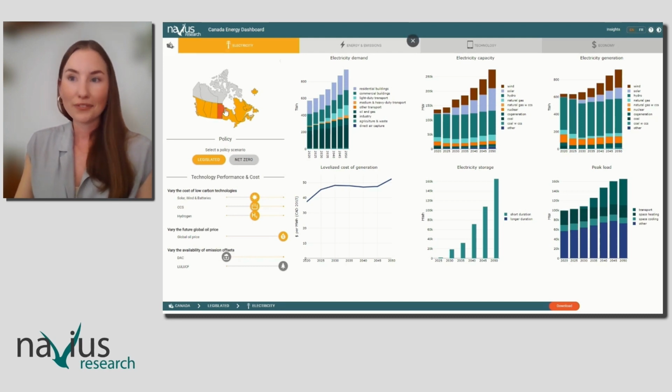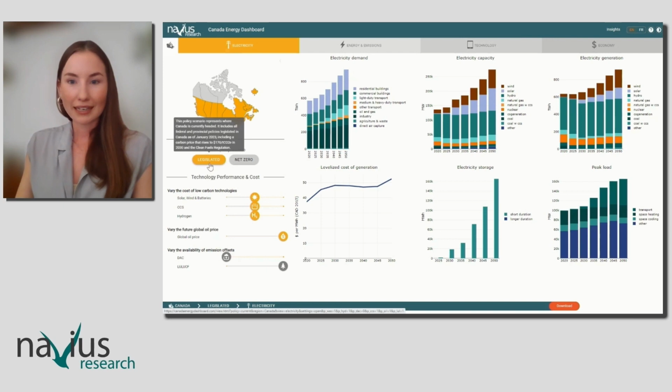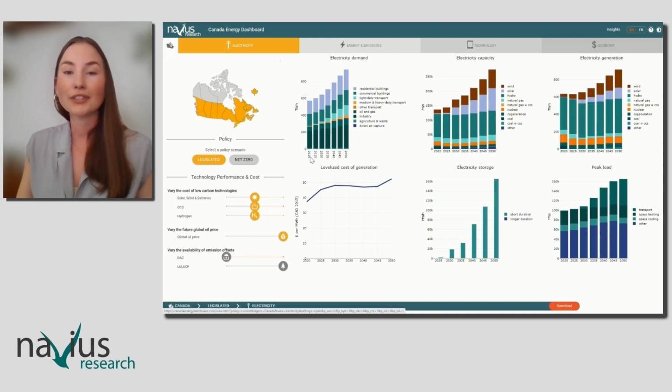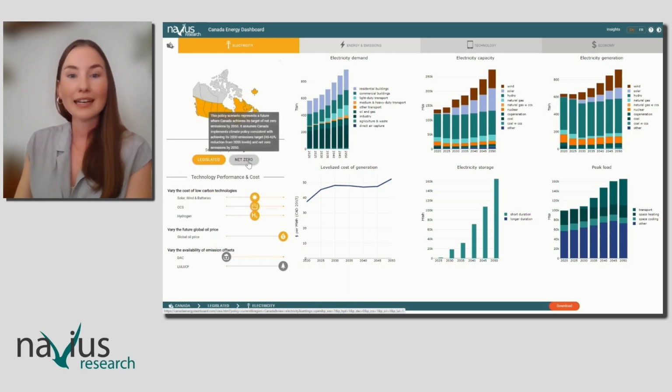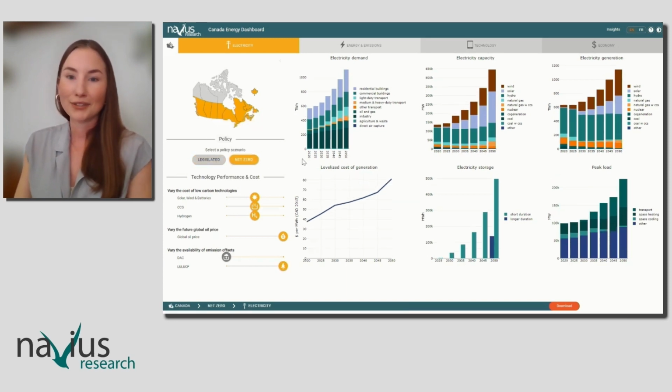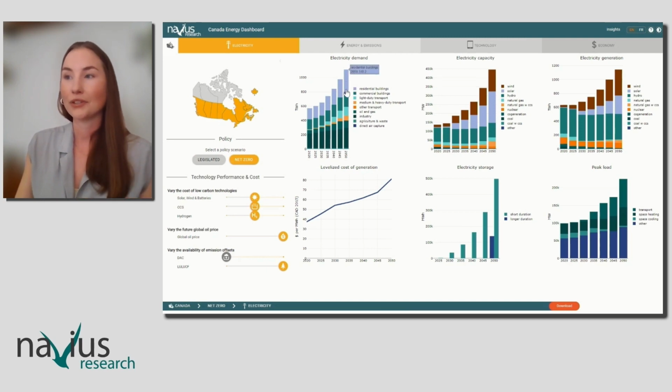So we're looking at all of Canada right now, and under legislated policy, we see that electricity demand is increasing from about 600 terawatt hours in 2020 to 900 terawatt hours in 2050. If we look at a net zero scenario, we see that electricity demand increases even more to 1100 terawatt hours in 2050. And there are many parts of the economy that are electrifying, which is driving this increase in demand. We see residential and commercial buildings, the transport sector, and the industry sector electrifying.